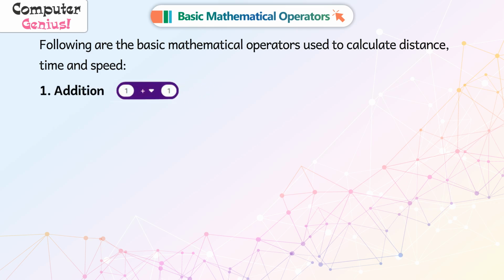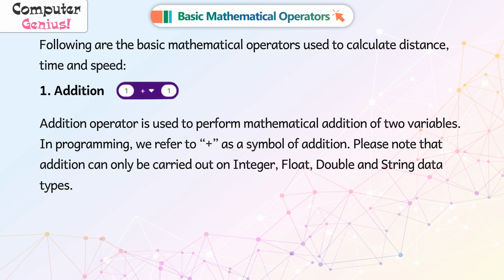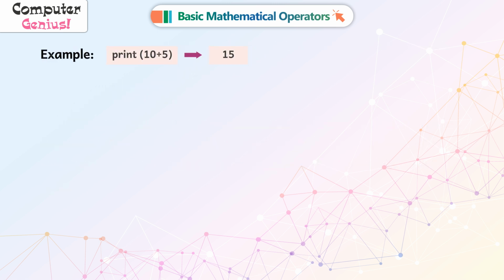1. Addition. Addition operator is used to perform mathematical addition of two variables. In programming, we refer to plus as a symbol of addition. Please note that addition can only be carried out on integer, float, double, and string data types. Example: print 10 plus 5, 15.